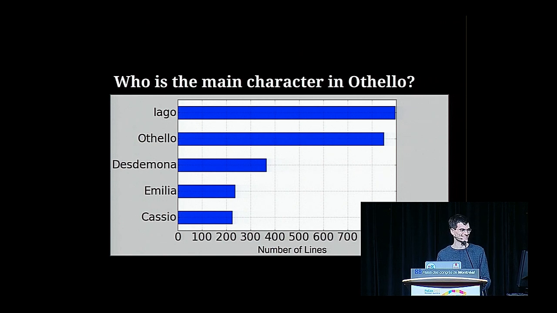Nice try. No, Othello does not have the most amount of lines in Othello. And this is kind of an interesting thing to look at, that actually Iago, who's the villain who engineers Othello's downfall, he has more lines than Othello in Othello, so he's usurped Othello from his own play.